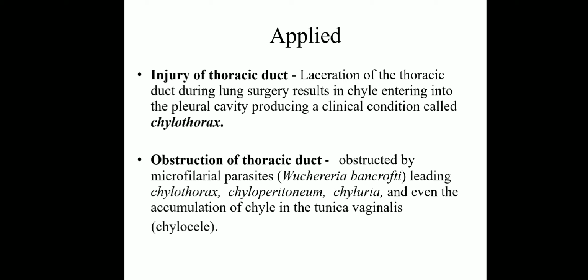What is applied? If there is injury of the thoracic duct during lung surgery, it results in chyle entering into the pleural cavity and produces a clinical condition, that is chylothorax. Or if there is obstruction of the lymphatic vessels or of the thoracic duct by the microfilarial parasite Wuchereria bancrofti, that leads to chylothorax, accumulation of the lymph, chyloperitoneum, chyluria, and even accumulation of chyle in the tunica vaginalis, that is chylocele.